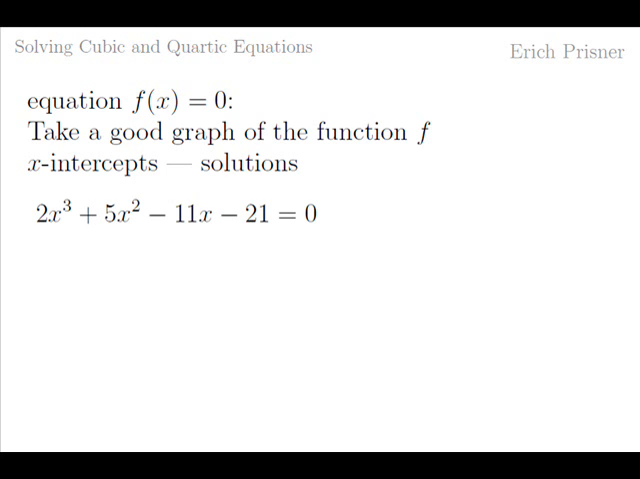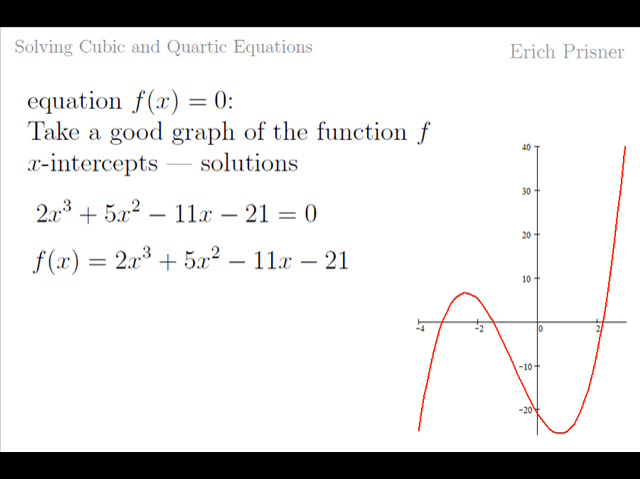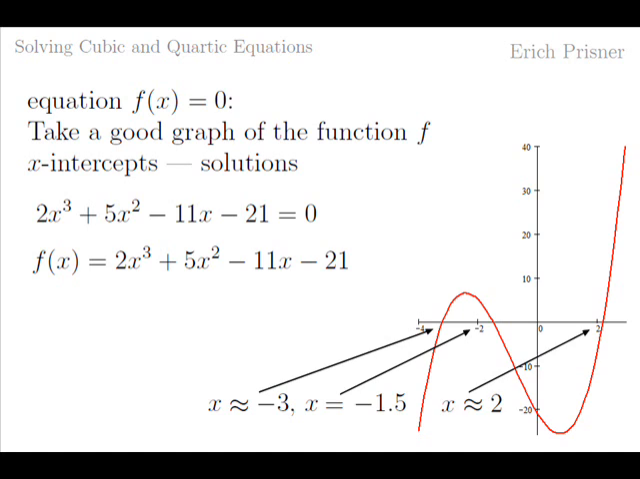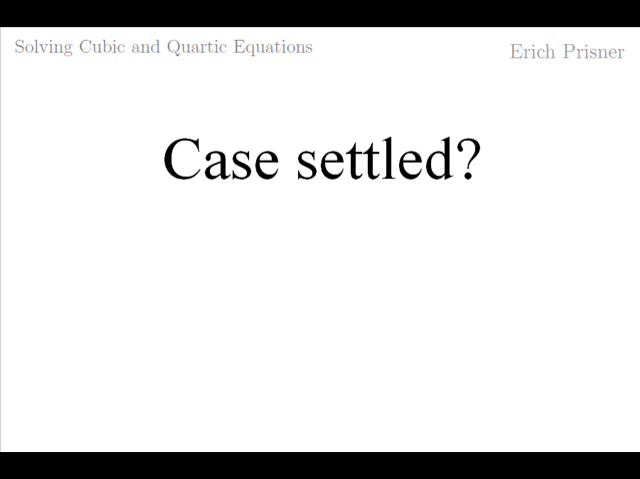Take the example 2x cubed plus 5x squared minus 11x minus 21 equals 0. The graph of the function f of x equals 2x cubed plus 5x squared minus 11x minus 21 is shown here, and has obviously 3 intercepts. The function has 3 zeros, the equation has 3 solutions. One around x equals negative 3, one around x equals negative 1.5, and one around x equals 2. Easy, isn't it? We just have to make sure that we don't miss solutions to the left and right. So, case settled, class dismissed.